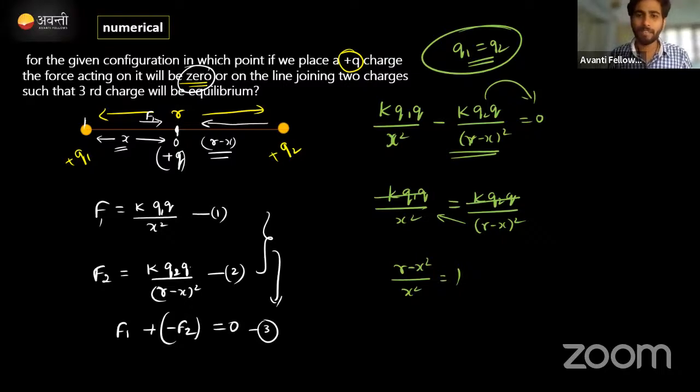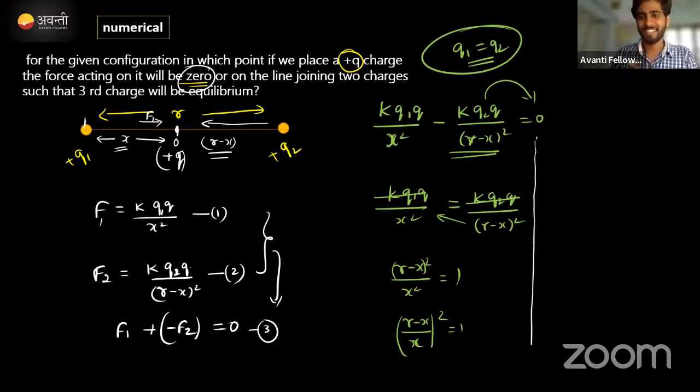Right? What will I do? This is whole square. We can write this as R minus X divided by X whole square also, is equal to 1. Is it wrong to write it like this? It is not wrong, right? If it is wrong, let me know, I will change the method. It is correct, right?